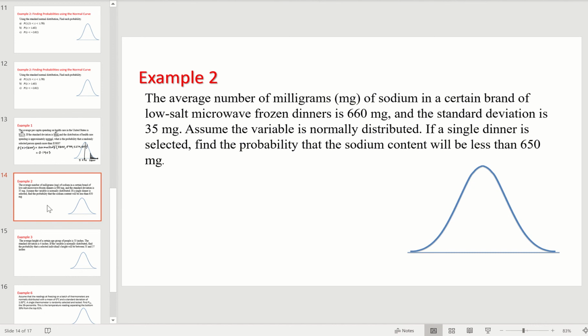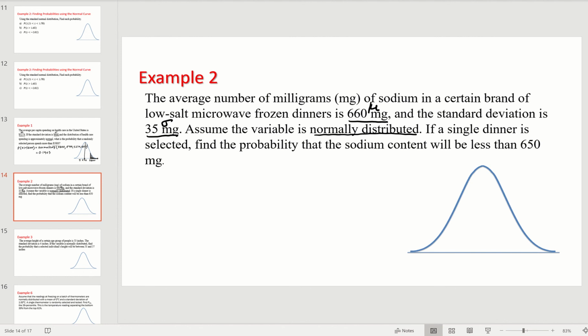Example 2. The average number of milligrams of sodium in a certain brand of low salt microwave frozen dinner is 660 milligrams. So that is the average amount of sodium, the mean. And the standard deviation is 35 milligrams. Assume that the variable is normally distributed. So this is the normal distribution with a mean of 660 milligrams and a standard deviation of 35 milligrams.